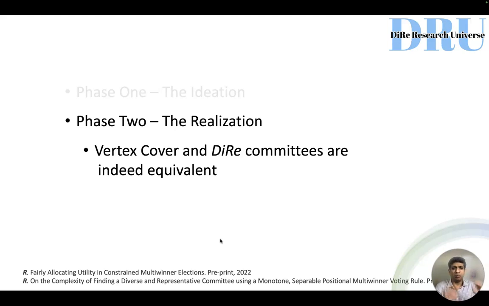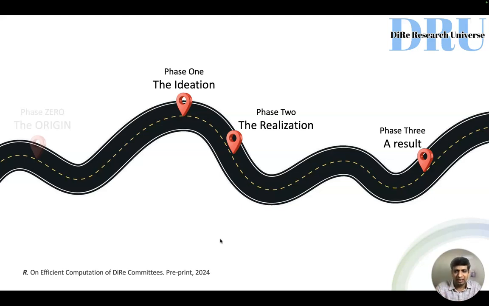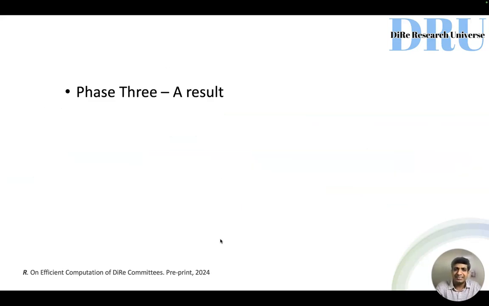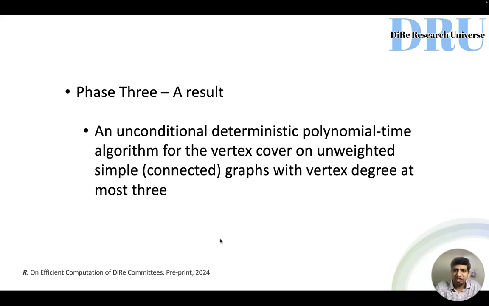Now that we understand that vertex cover and reducing inequalities are indeed equivalent, but so what? This is where we are moving towards the third phase of DRU, which is a result. Having established this equivalence, we realize that if we get an unconditional deterministic polynomial-time algorithm for the vertex cover problem on unweighted simple graphs with vertex degree at most 3, we will indeed be able to efficiently reduce inequality.